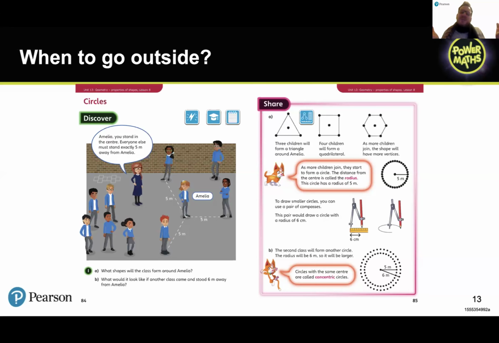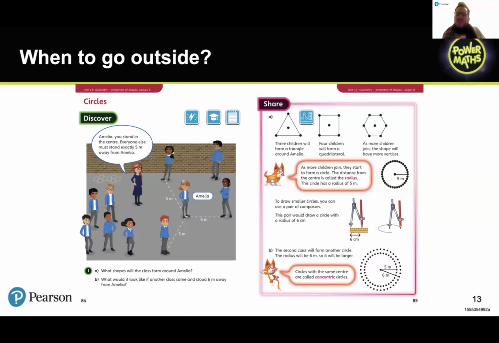So perhaps before this lesson even starts, we go to the hall and we put a cone in the center of the hall, and I say we're going to play a game, and the game is I'm going to say your name, and then you have to go and stand exactly 5 meters away from that cone, and then gradually we do that, and what I want you to think about is what shape are we making. And so I could do this in the playground. I could do this in the school hall.